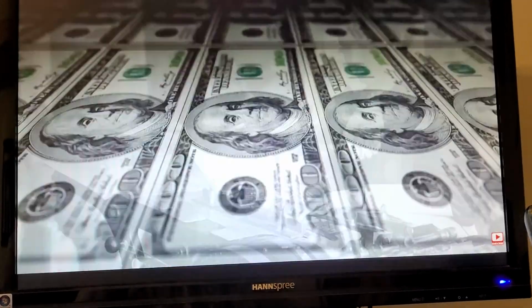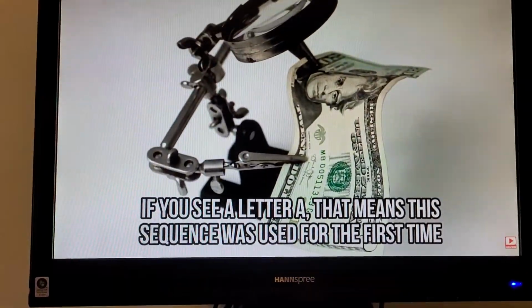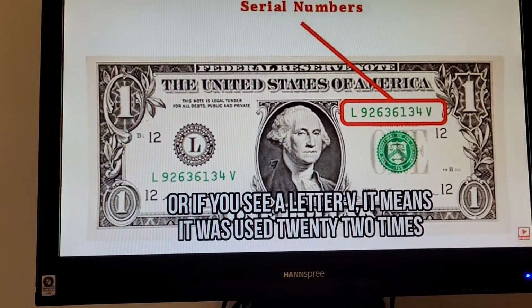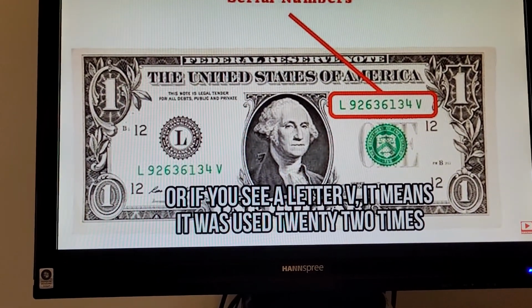They usually print 832 bills per serial number. So if you see a letter A, that means this sequence was used for the first time. Or if you see a letter V, it means it was used 22 times.